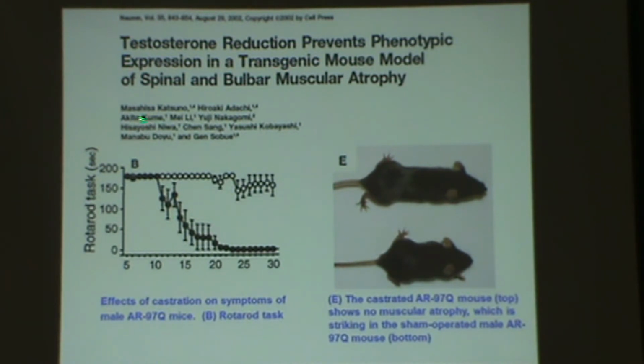So this is the mouse model from Katsuno and Sobue's group. And they showed that testosterone reduction, so lowering testosterone, helped the mice that had Kennedy's disease. In this case, the rotarod task is where they're hanging on the round rod. They castrated the mice, and they did quite well. But over time, the non-castrated mice, the mouse model of Kennedy's disease, did poorer and poorer, and they fell off very quickly once the rod started to rotate. And just looking at the mice, this was a castrated mouse, whereas this was the mouse model of Kennedy's disease, so the muscles were smaller, they had atrophied.